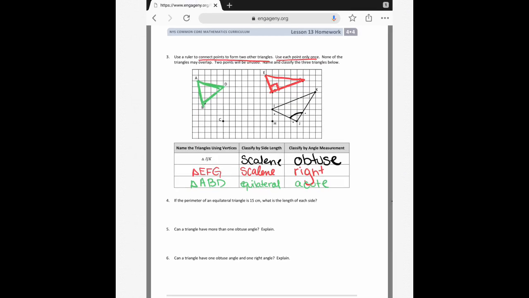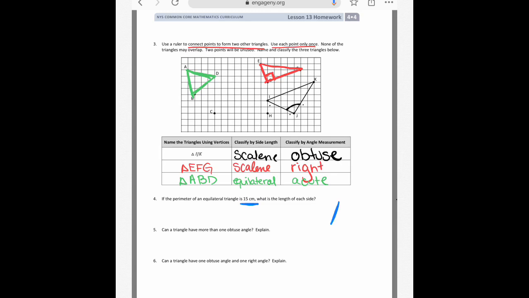All right, number 4 says, if the perimeter of an equilateral triangle is 15 centimeters, what is the length of each side? Okay, well, equilateral means all three sides are equal. So basically, I'm trying to figure out blank plus blank plus blank equals 15, because perimeter, we know, you add up all the sides. And so I need to know what's going to give me 15. So since they're all equal, I can divide 15 divided by 3, and I'll get 5. And so let's check that. If it's 5 centimeters, 5 plus 5 plus 5 will give me 15. So each side has to be 5 centimeters in order for it to have a perimeter of 15 centimeters.